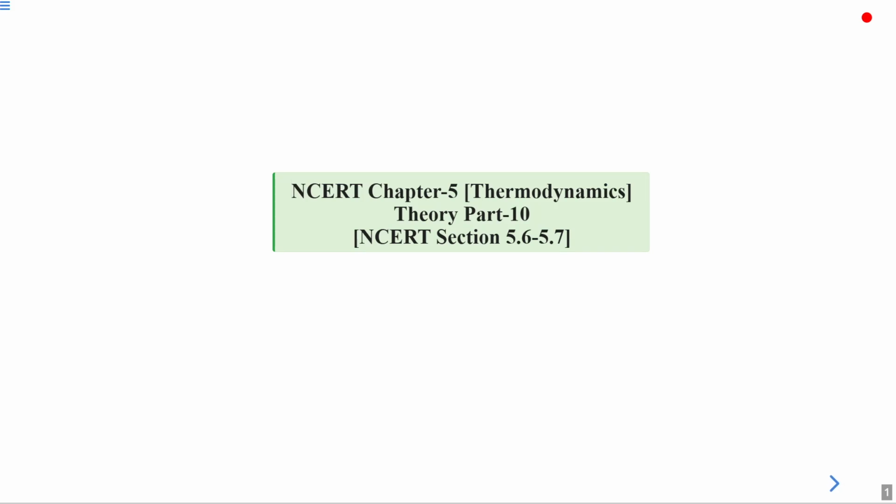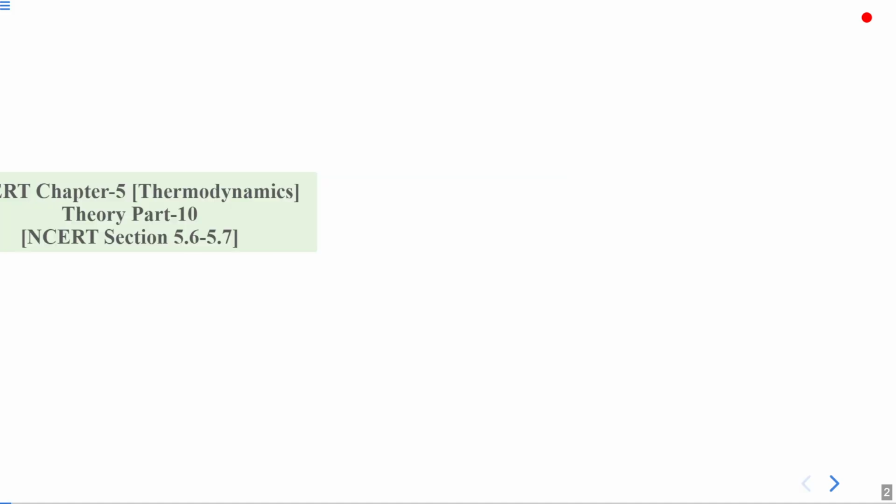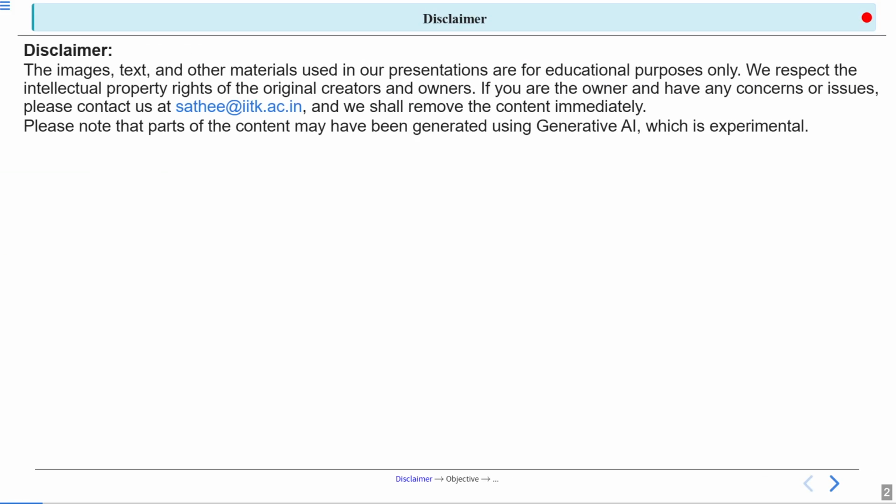So today we will see the theory part 10 of the chapter Thermodynamics, in which we will cover from 5.6 to 5.7. So we started the section 5.6. Some part of it is still left. So I have left it intentionally to discuss this today along with the Gibbs energy part, right? So this is the disclaimer.